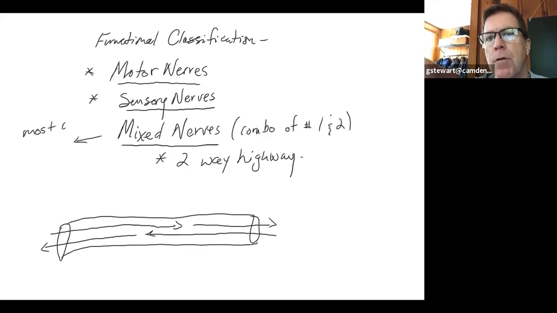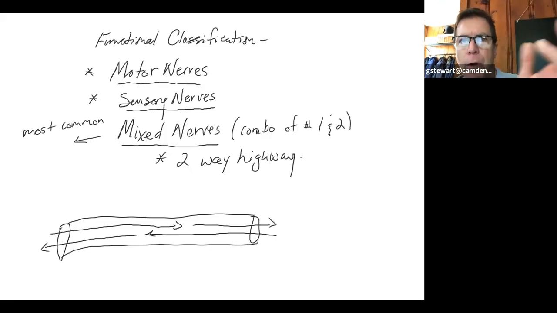Just like when you drive around in your car, especially in the United States, one-way streets, unless you're in Philly or in Center City or something like that, one-way streets are quite rare these days. Two-way streets are much more common, and that's the same with the nerves in our bodies.